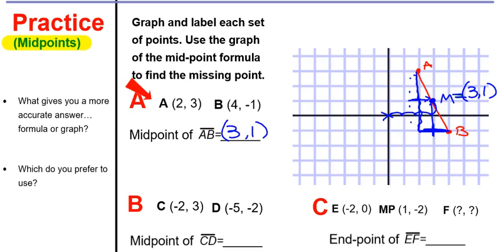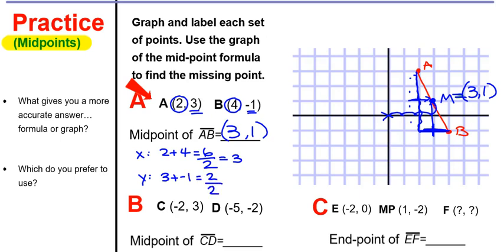If I want to use my formula, I'm going to take the x's, the 2 plus 4, that gives me 6, and remember I'm doing average, so I'm going to divide that by 2, and there's my 3. Then I can do the y's, that's where I'm going to use the 3 and the negative 1. Add those together, I get 2, again I take the average of that, and there's my 1, and there's my calculation, or my graph.